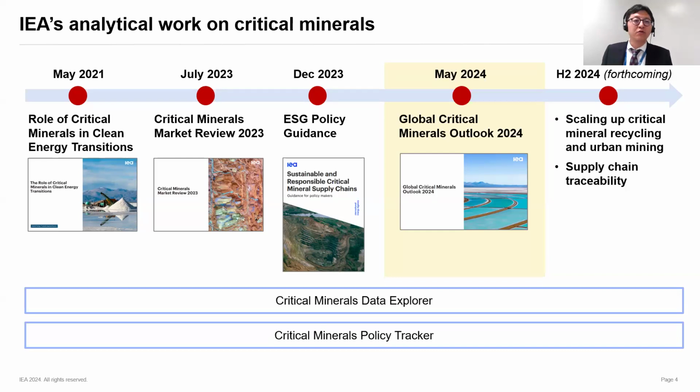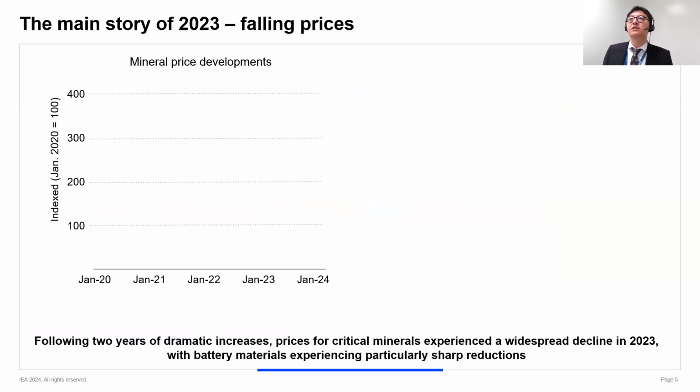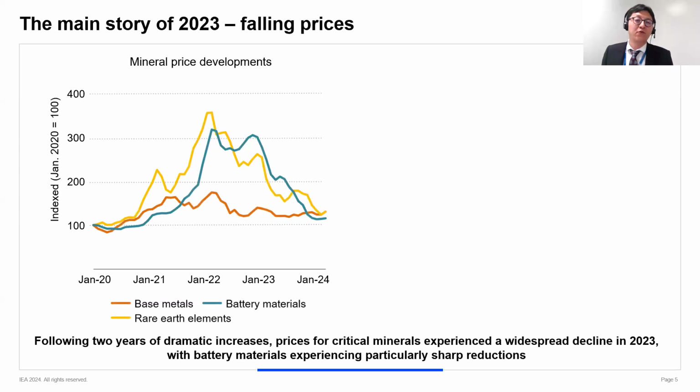So then, going into the main part of the presentation, the critical minerals market in 2023 remained quite turbulent. And the main story here is about falling prices. After sharp increases in 2021 and 2022, by and large, we are now back around the level seen pre-pandemic. The battery metals saw particularly steep declines, with some lithium spot prices plummeting by 75% and prices for graphite, cobalt, and nickel all dropping by 30 to 45%.